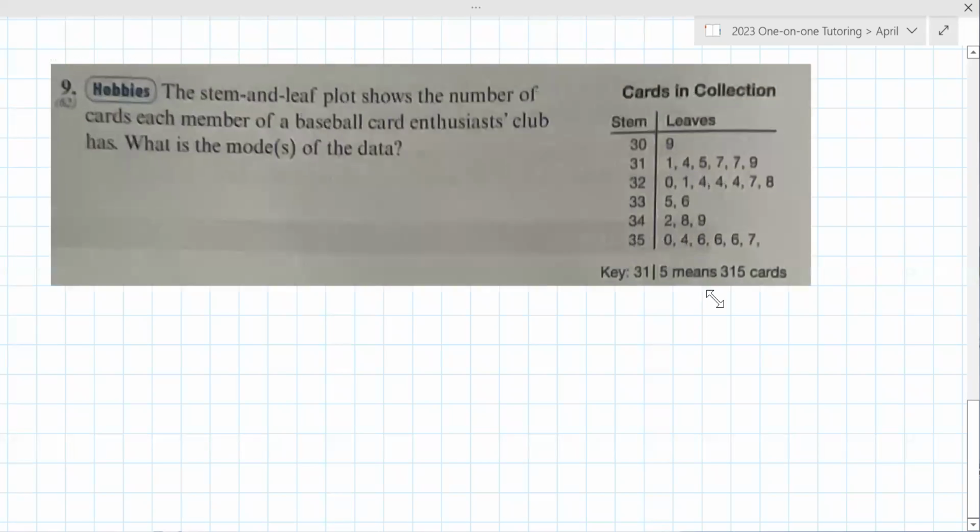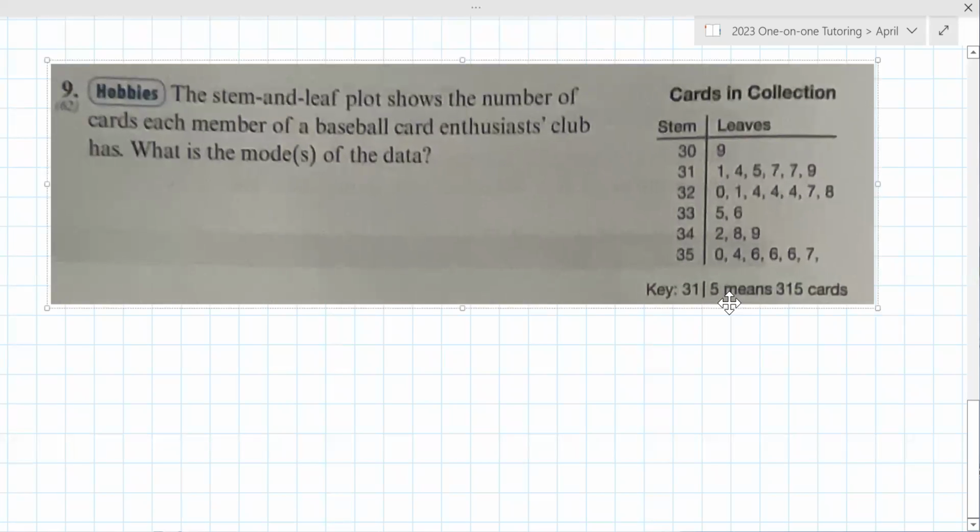All right, stem and leaf plots. Stem and leaf plots show the number of cards each member of a baseball card enthusiast club has. What is the mode? Modes could be plural of the data. Do you remember what mode refers to in a data set? Like what shows up the most? Most often. Yeah. And there could be more than one. So that's why it says parentheses S there.